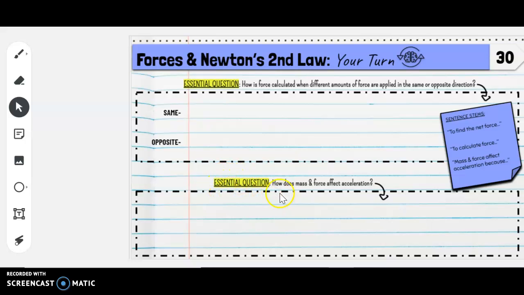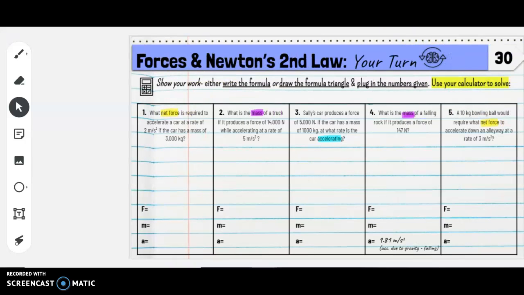And the second one for today says, how does mass and force affect acceleration? So the sentence stem, mass and force affect acceleration because, and you can come back and answer these at the end. For now, we'll go to the next slide to begin our guided practice.